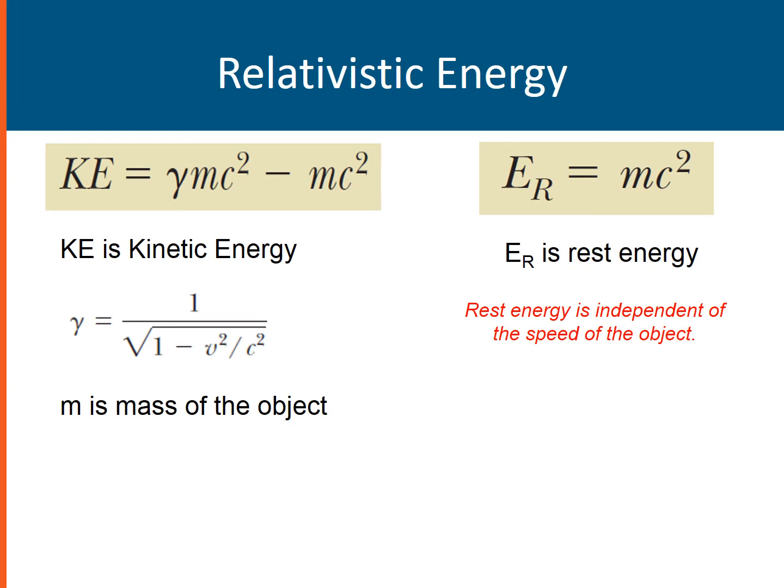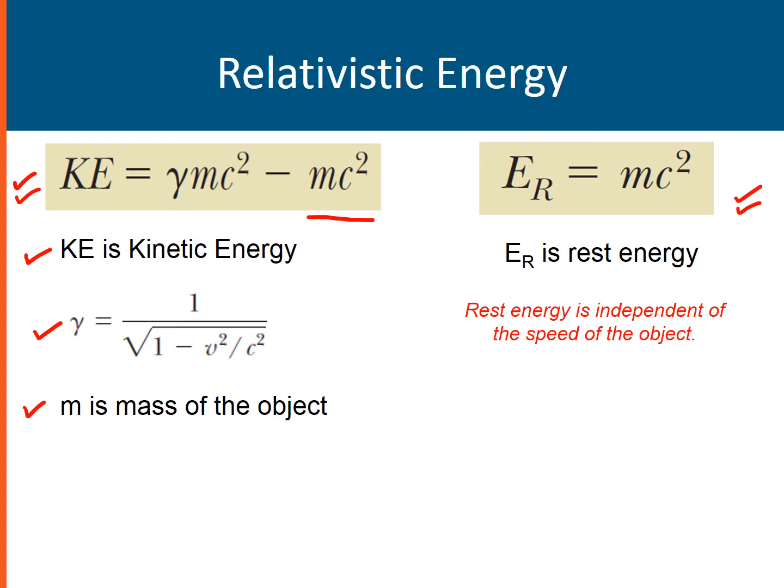Like time and length, the definition of kinetic energy requires modification in relativistic mechanics. Einstein found that the correct expression for the kinetic energy of an object is KE equals the Lorentz factor multiplied by mc squared minus mc squared, where KE once again is kinetic energy, gamma is the Lorentz factor, or 1 over the square root of 1 minus v squared over c squared, and m is the mass of the object. The term mc squared is known as the rest energy, or ER.